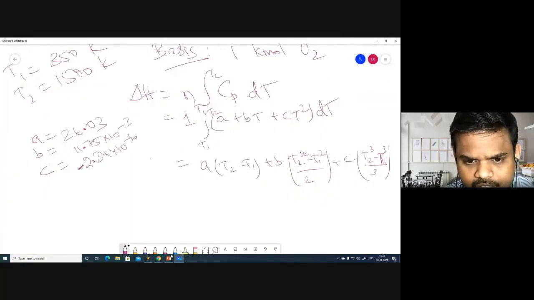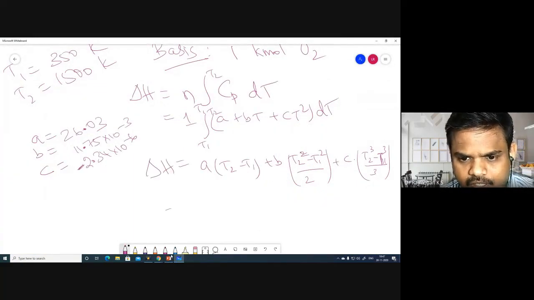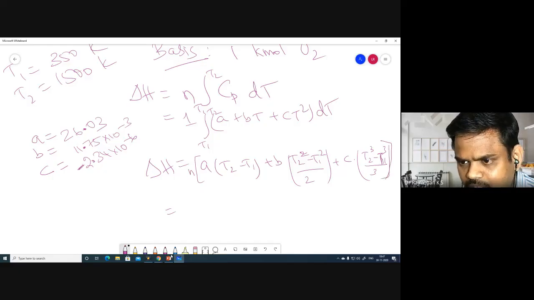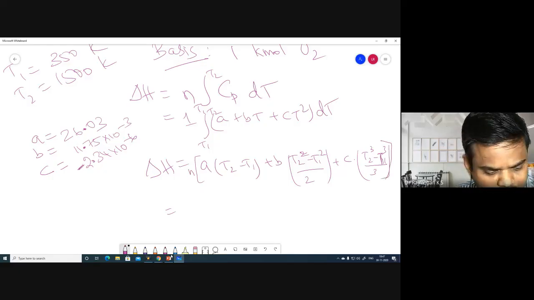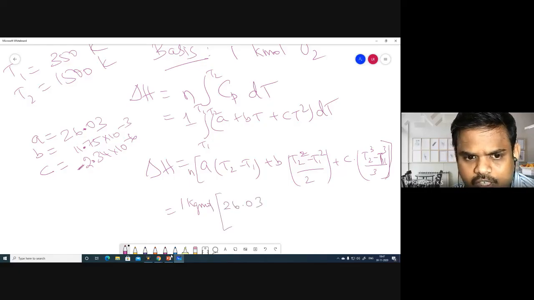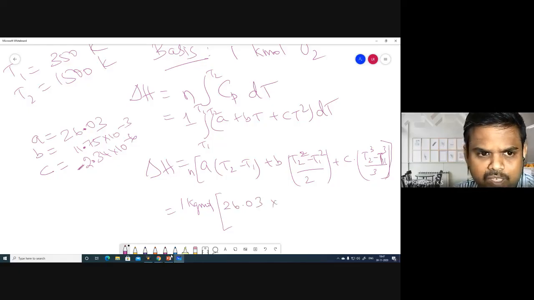So we can get what is delta H. Okay, N is 1, that's why we are not multiplying by N here. If you multiply also, that is going to be 1. So substituting the values, what is the N value? This is actually N into, for unit tally purposes we can keep that one. N is given as 1 kilomole, into the A value is given, right, 26.03 into T2 minus T1.